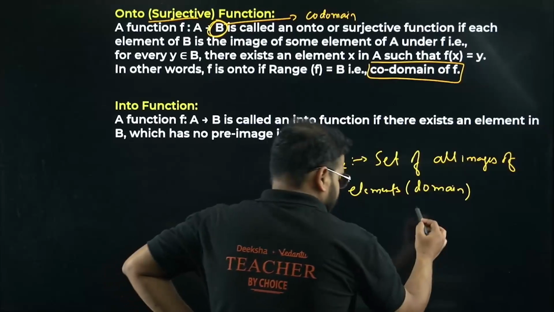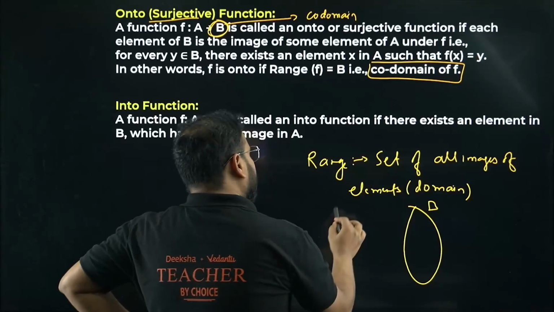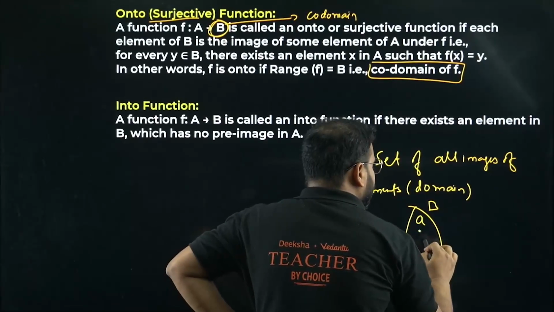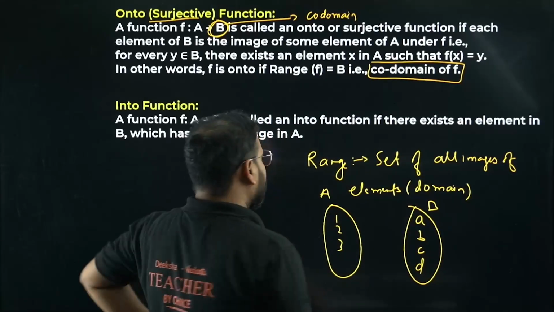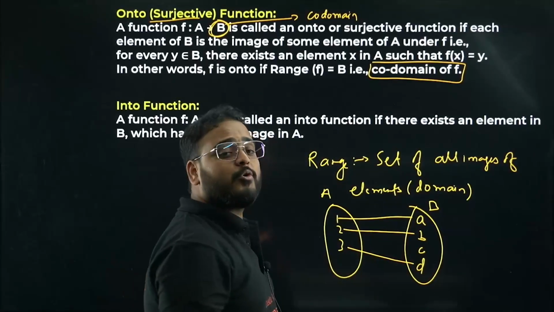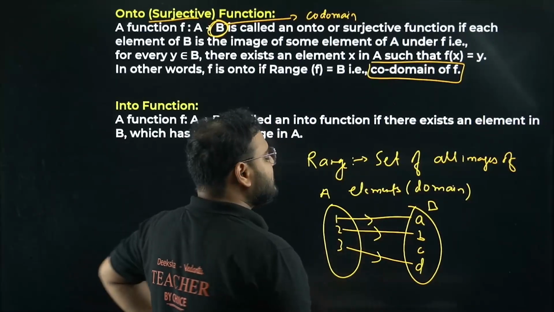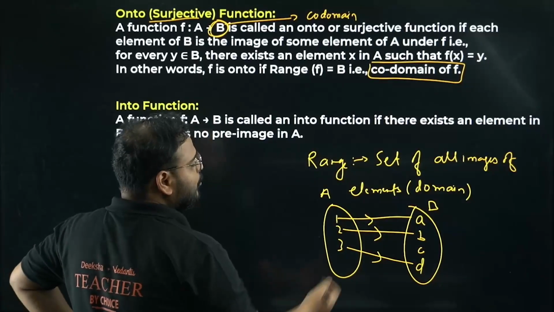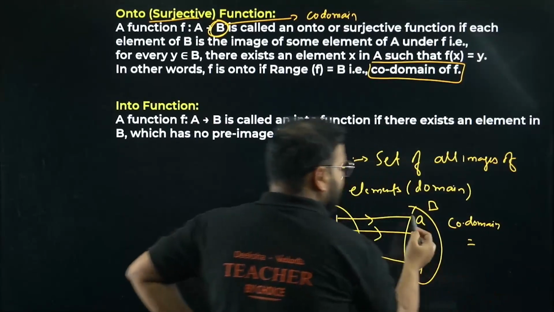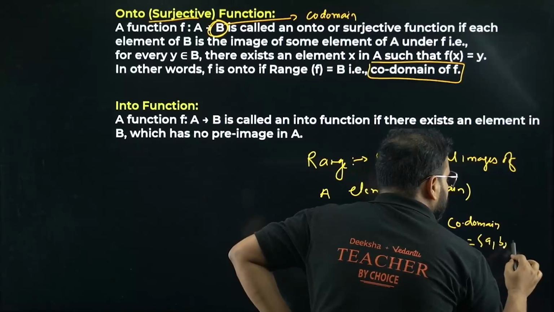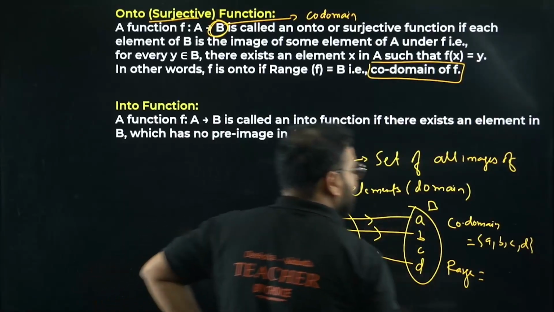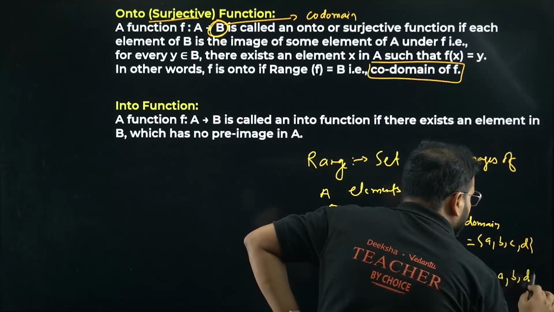Basically, I can show you. Let's say this is codomain B and this is domain A. I write here 1, 2, 3, and here A, B, C, D. Let's say 1 is related to A, 2 is related to B, and 3 is related to D. Can you see what the range is in this case? The codomain is A, B, C, D. The range will be only A, B, and D.